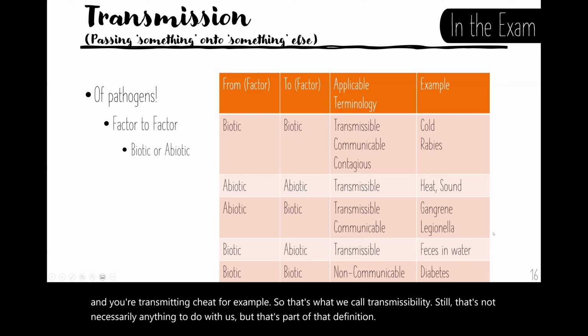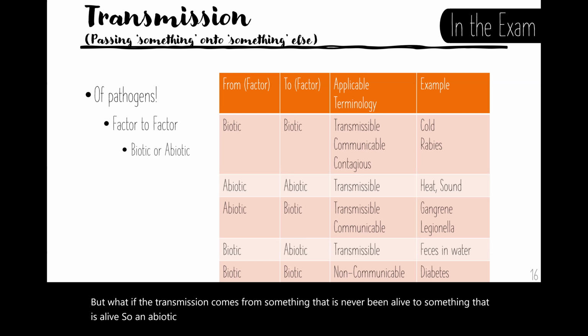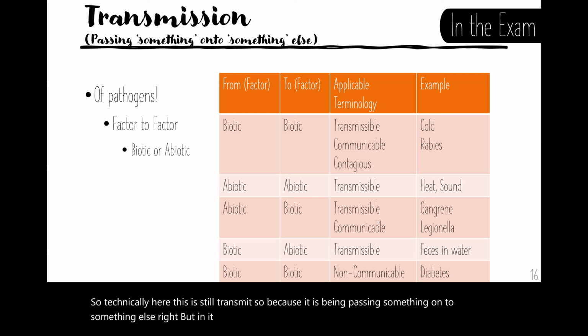But what if the transmission comes from something that has never been alive to something that is alive? So an abiotic to a biotic variation here. So technically here, this is still transmissible because it is passing something on to something else, right? And it is also communicable simply from the fact that it involves a destination of something that is a living host, right?